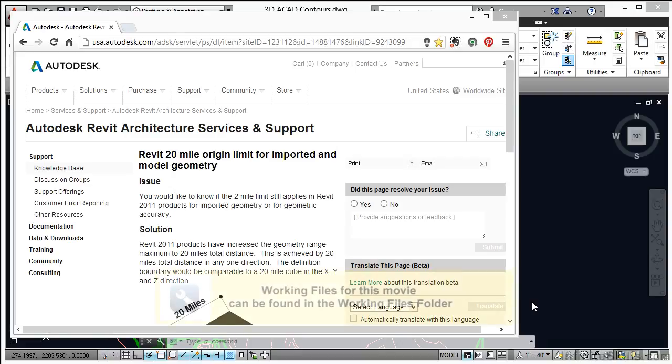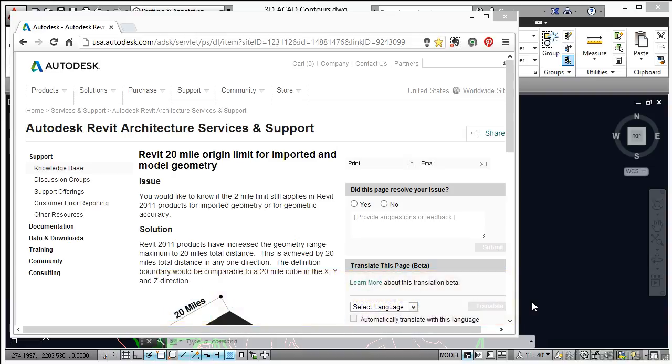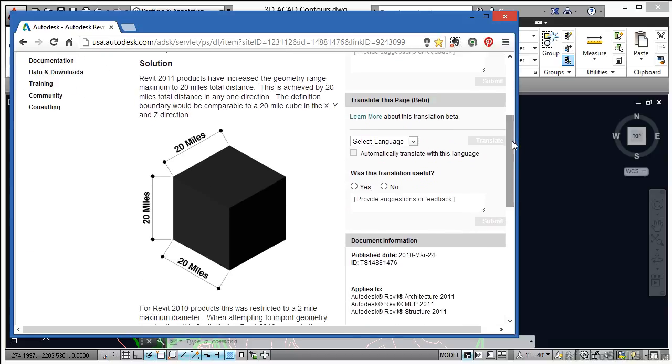When you're preparing your AutoCAD drawings to come into a Revit environment, in order for you to use those to create topography in Revit, there are two major things to know about. The first thing is what's showing up on this web page here. What this is talking about is the Revit 20-mile origin limit. This is a vitally important thing, that it should be less than 20 miles across.